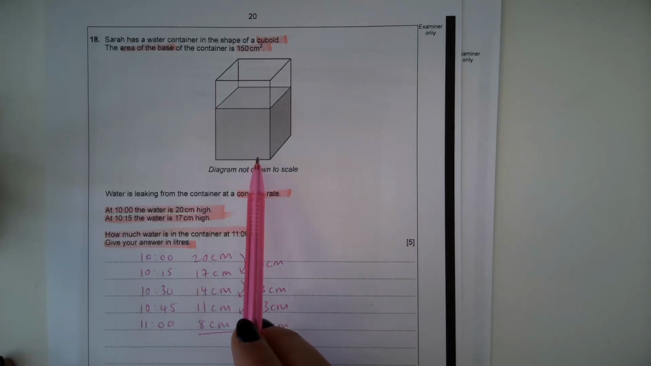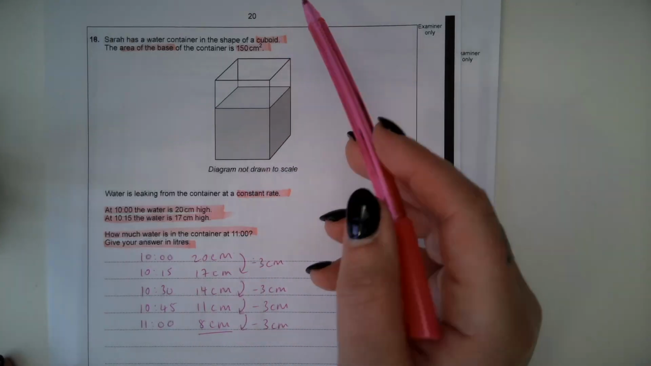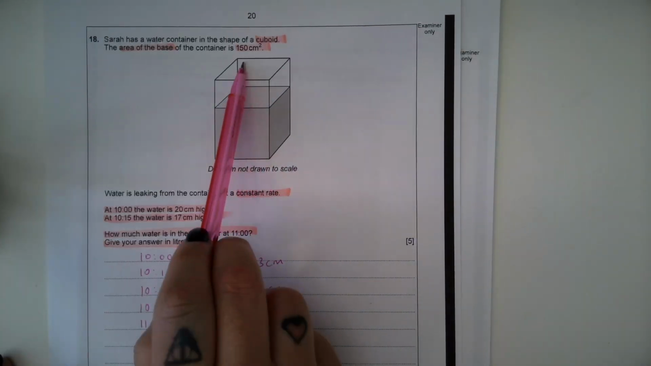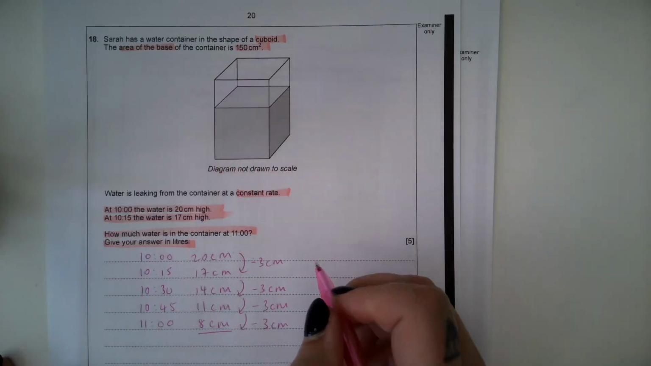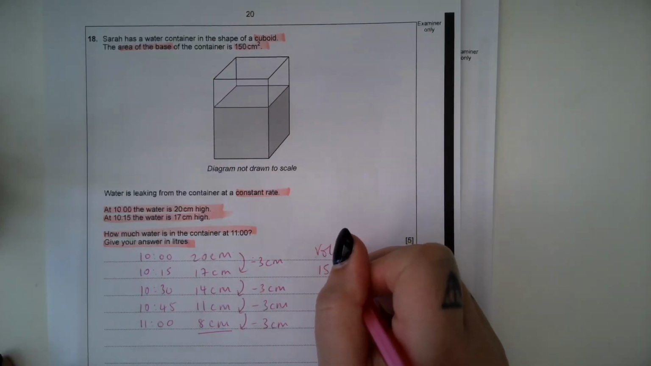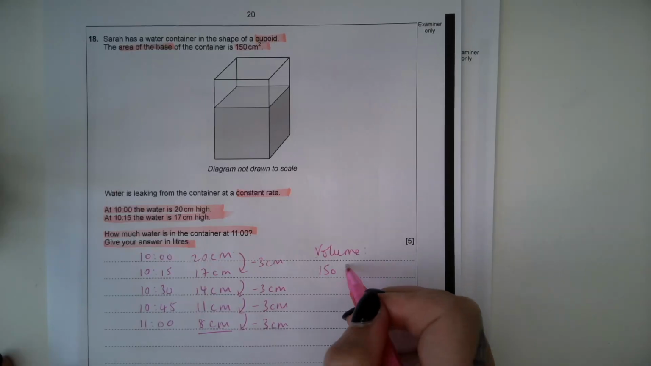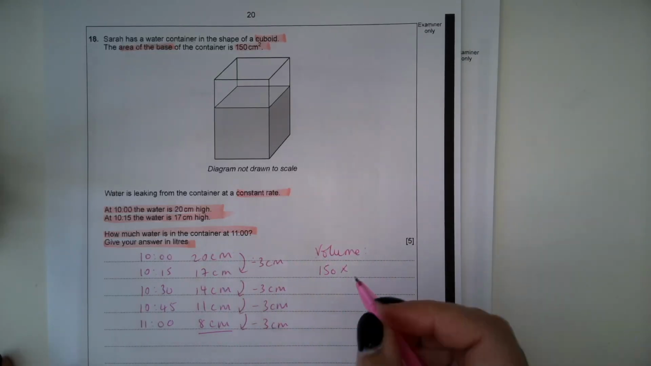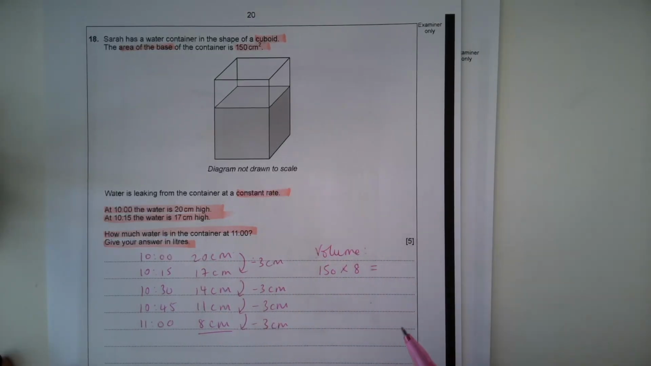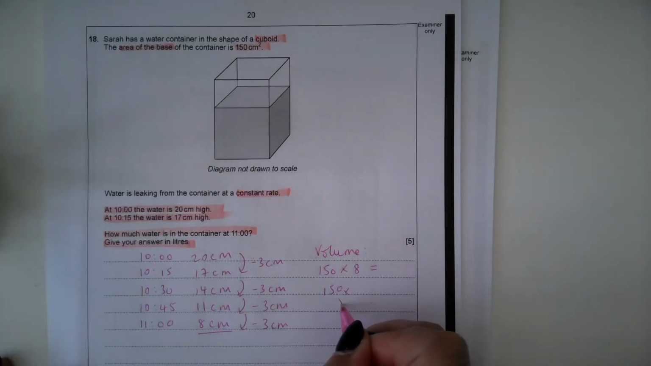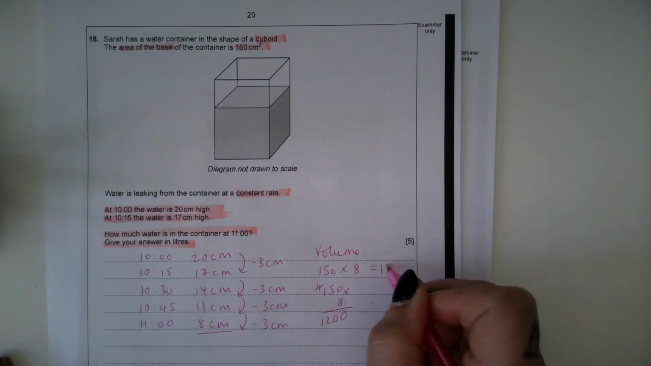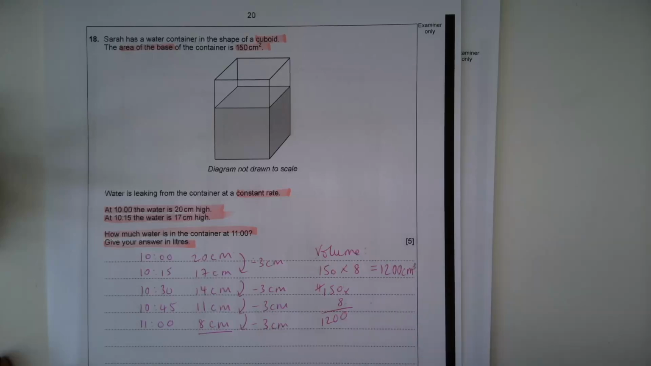To find the volume of a prism, so a cuboid, a 3D shape, we do the area of the base, which is the cross section that runs through the shape. So 150. This is us working with volume here, guys. Multiplied by the height. Well, the height at 11 o'clock is 8. So we're doing 150 multiplied by 8. I'm going to do that calculation here. 8 times 0, 8 times 5, 8 times 1. So it's 1,200 centimetres cubed at 11 a.m.